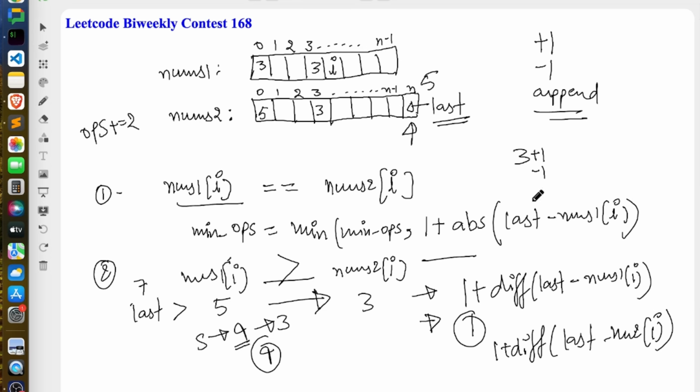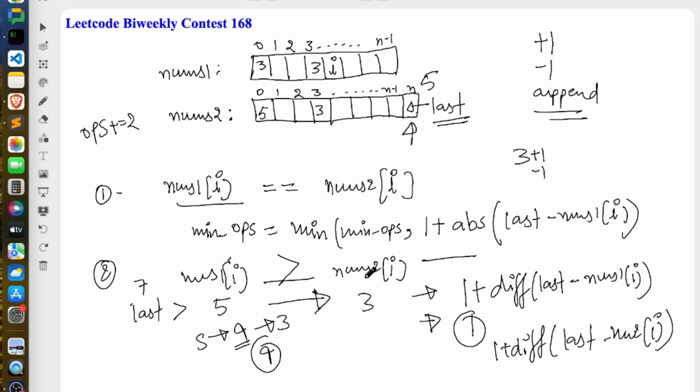If you watch this video once again, you would understand that this problem is not that hard. It's an easy problem. If both are the same, just apply 1 plus your operation, which is going to be 1 plus the absolute value of the difference of last and nums1 of I. If this is more than this number, then just check where your last is present. If your last is more than this, this is the operation.